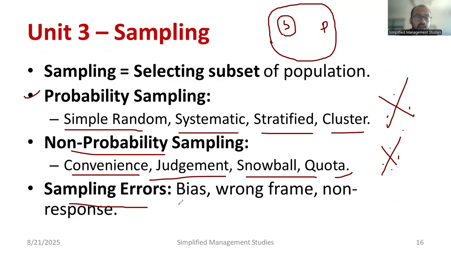What is sampling error? Bias, like wrong frame and non-response. These are the major points. You can add a few more points from your textbook. For the time being, remember biasing and wrong frame. These are the main reasons for sampling errors.